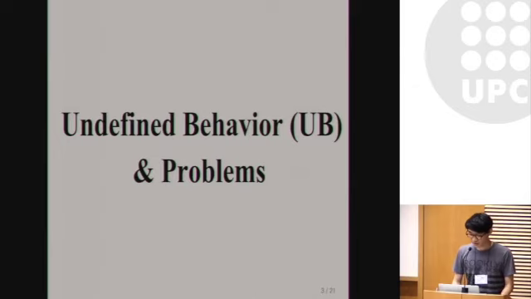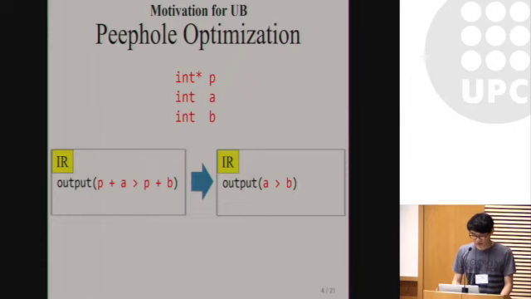First, let me introduce what undefined behavior is and what the problems with it are. To motivate the notion of undefined behavior, let's look at the following Peephole optimization example, where we use C syntax for representing IR programs just to help understanding. Here, P is a pointer variable and A and B are integer variables. The source program on the left compares P plus A and P plus B and outputs the result. This can be optimized to the target program on the right that only compares the offsets A and B. This is beneficial because it removes two addition operations.